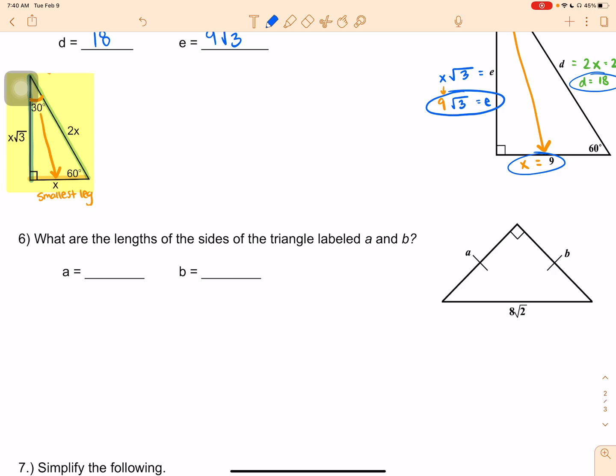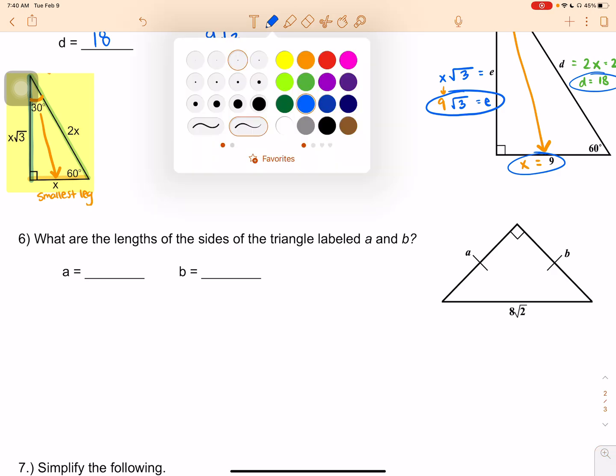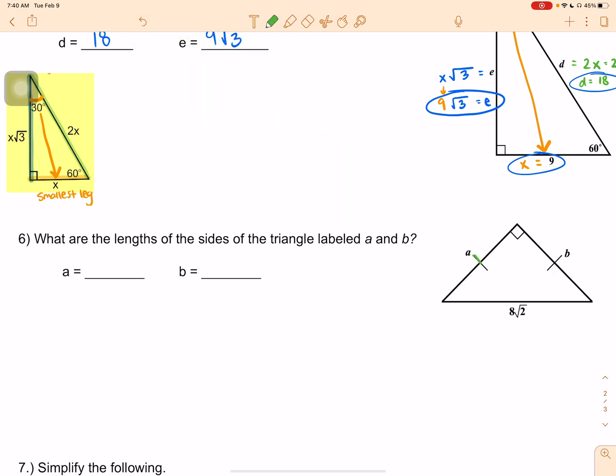This one is a 45, 45, 90 because if you look here, if these sides are equal, then that means these two angles are also equal because these are the angles that are across from those sides. So if this angle is already 90 degrees, then these two must add up to 90. These bottom two must add up to 90. And if they're equal, they have to be exactly half of 90, which is 45 and 45 degrees.